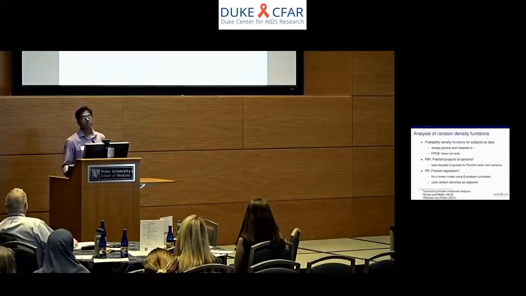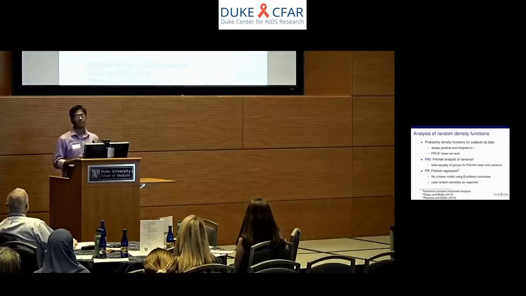So we chose two methods from functional data analysis, which is a branch of statistics that deals with data that comes as functions. I chose two methods, Fréchet analysis of variance and Fréchet regression. These methods actually deal with probability distribution functions. These are functions, but they have some special characteristics: they are always positive, and if we integrate them, we will get the value 1. So their nature is a little bit different from any arbitrary function, so we need a special method to deal with them.